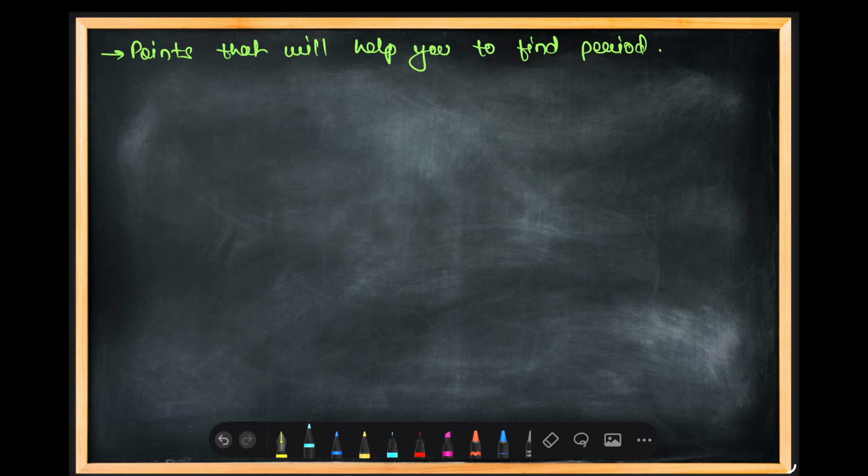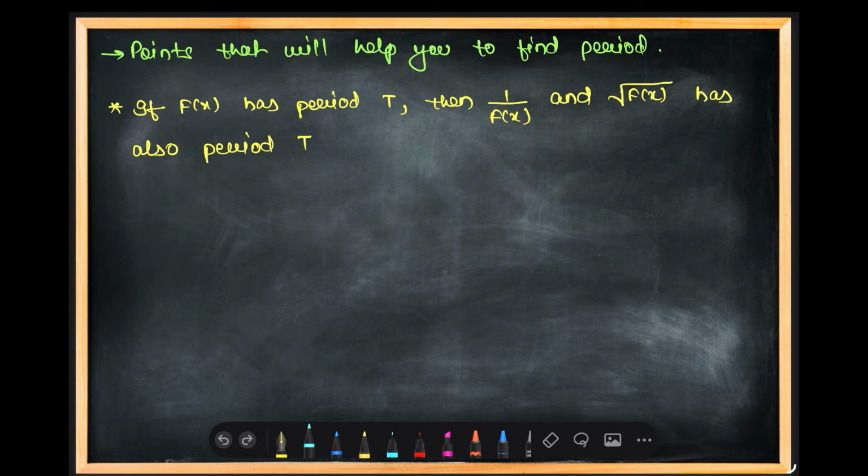So we are back with a wholesome new session in which we will try to understand certain points which will help us to find out the period. You have to memorize these situations if possible. The first point is, if f of x is a function whose period is T. Suppose I give you the function f of x equals sin x, and you know that the period of sin x is 2 pi.